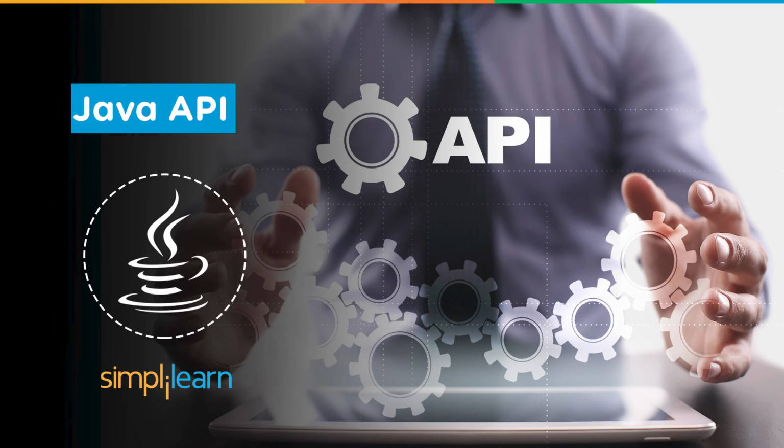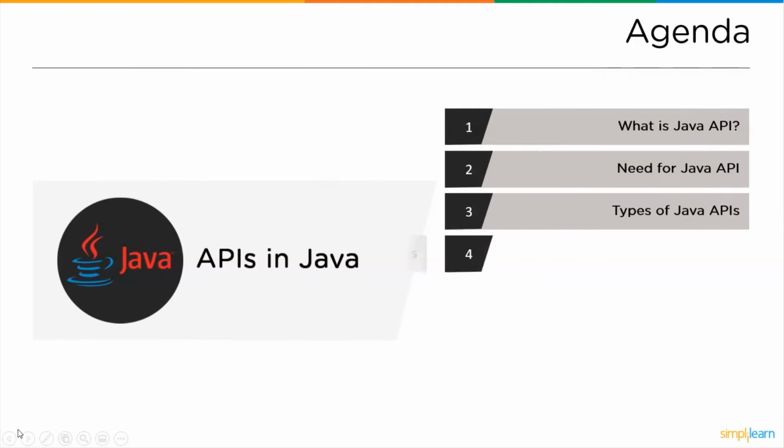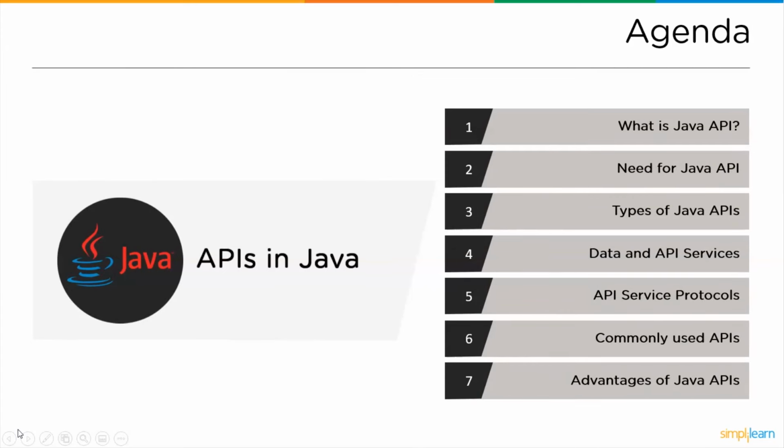So without further ado, let's begin with the agenda for today's discussion. At first, we will understand what exactly a Java API is and where it originated from. Followed by that, we will understand the need for Java's API, who exactly uses it and for what purpose. Next, we have the types of Java APIs. Followed by that, we'll understand the data and API services provided, then the API service protocols. Then we have the most commonly used APIs list. And finally, we'll wind up the session by understanding the advantages of Java APIs. So I hope I made myself clear with the agenda. Now let's begin with the first topic.